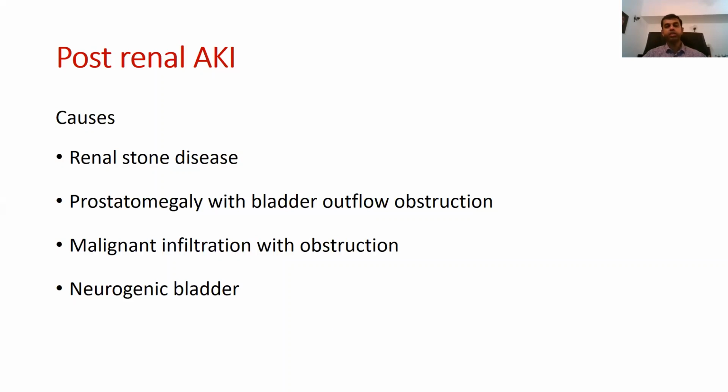Malignant infiltration, for example, a person with cervical cancers, uterine cancers, and ovarian cancers, which can infiltrate into the ureters and cause obstructions. And also neurogenic bladder, where the bladder cannot contract properly and there is a large residual volume, which will cause a back pressure on the kidney. These are also some causes of post-renal acute kidney injury and can result in oliguria as well.